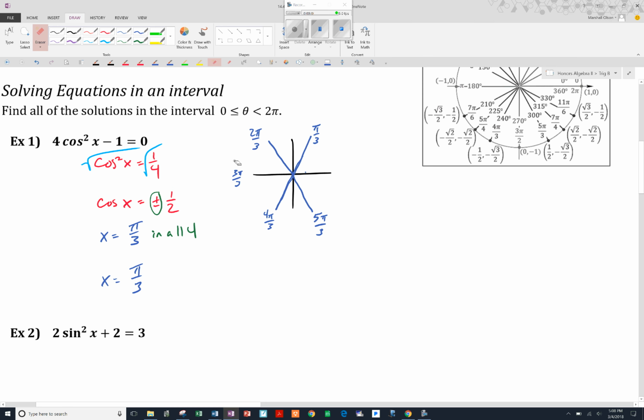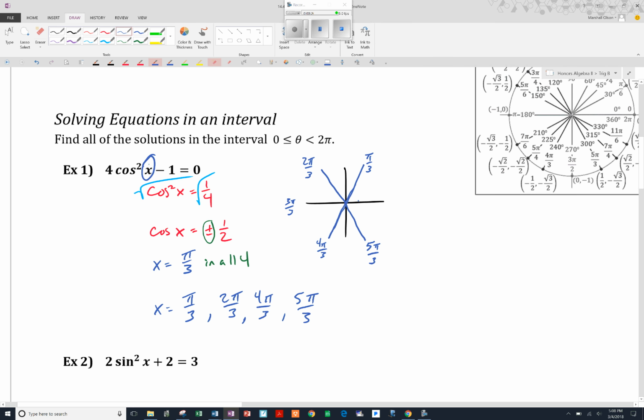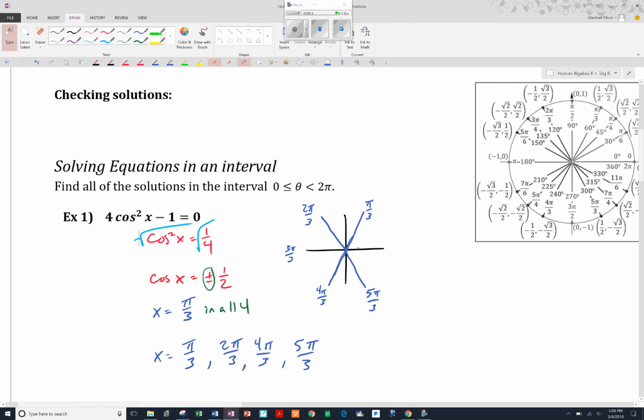Okay, so those are our 4 answers because they are the answers from 0 to 2 pi. So pi over 3, 2 pi over 3, 4 pi over 3, and 5 pi over 3. Those 4 answers are all solutions to that equation for x. Now, we could check any of these answers, and I have a little blurb about checking solutions up above here. We could check any of these solutions by putting them into the equation.